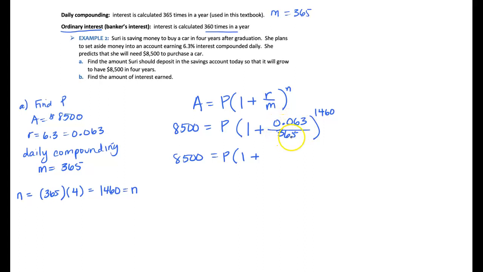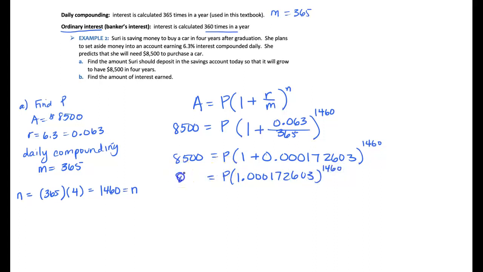0.063 divided by 365 is going to be a very small amount. Sometimes it's actually shown in scientific notation. Writing it out in decimal form, we get 0.000172603. And then when adding the 1, we get 1.000172603.